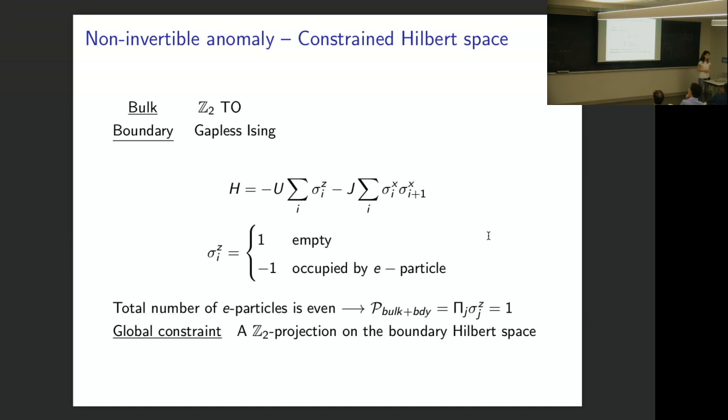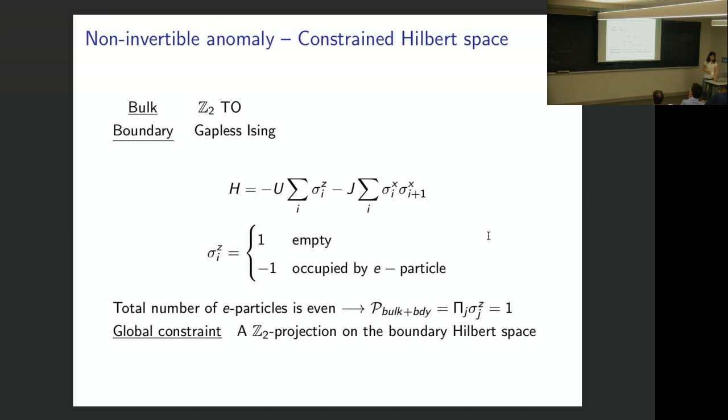Let's still take the example of Z2 topological order and its gapless Ising boundary, the modular covariant one. The boundary Hamiltonian will just be the Ising Hamiltonian. Here, σz equals 1 means an empty site, and −1 means it's occupied by an E particle. And there's a Z2 constraint on the whole system that the total number of E particles is even, since we cannot create a single E charge. This turns out to be a Z2 projection on the boundary Hilbert space. Let's see how it works.